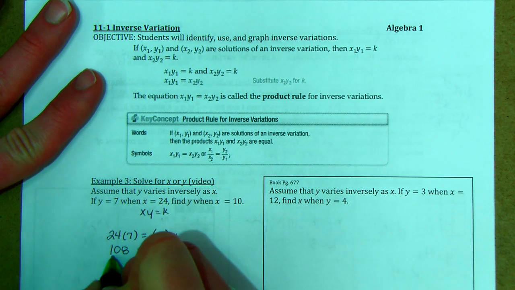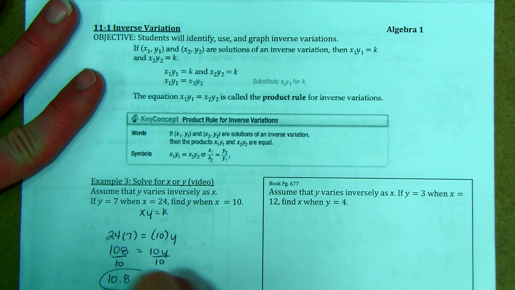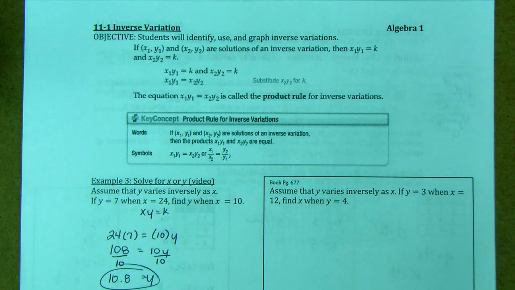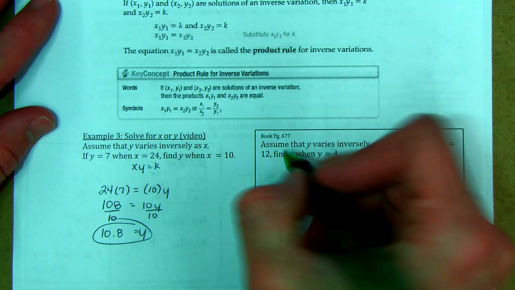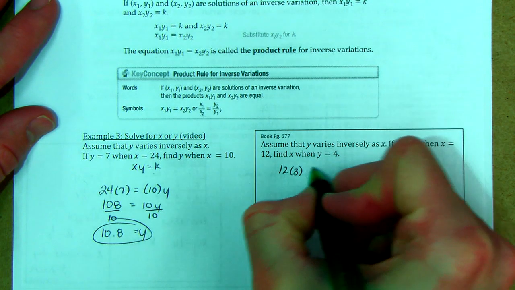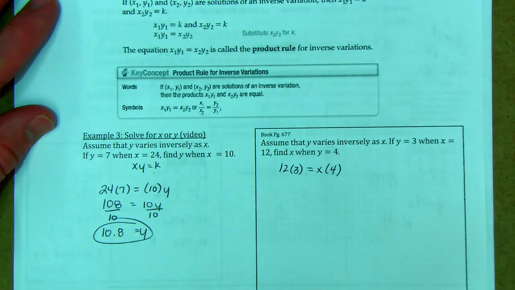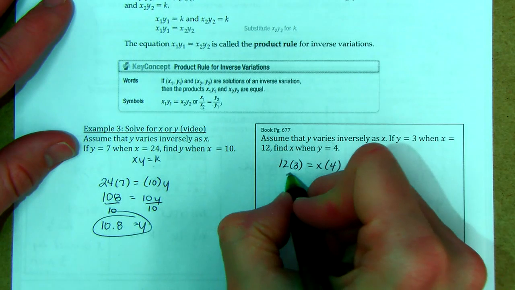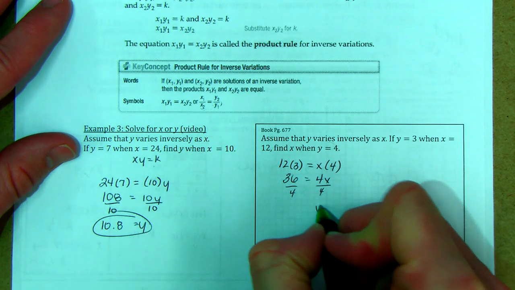There you go. Next one, assume that y varies inversely as x. If y is 3 when x is 12, so 12 times 3 is going to equal x times 4. How are we going to find x? Well, 12 times 3 is 36. Divide by 4. And x is 9. It is that simple. Okay, inverse relation.